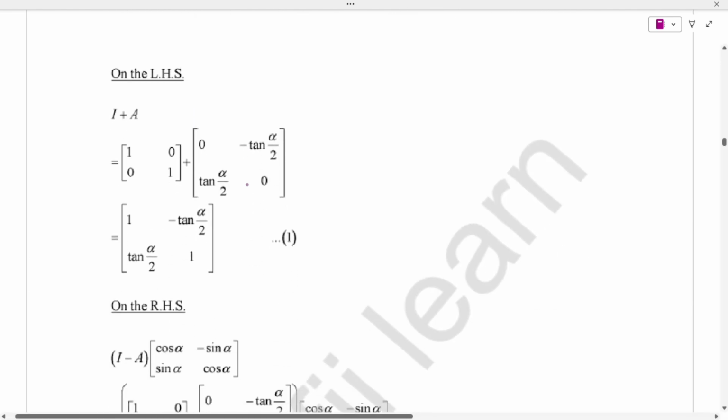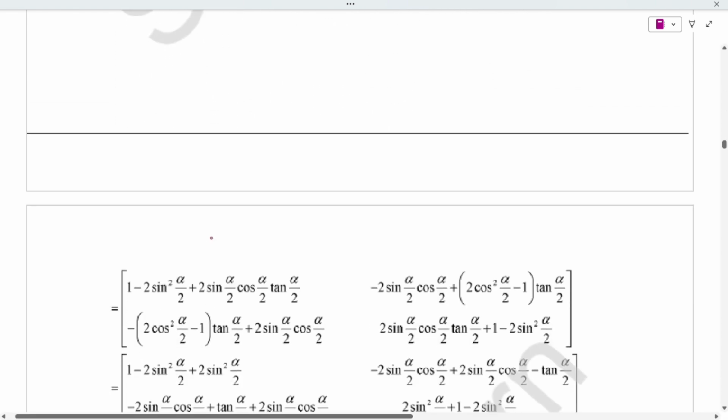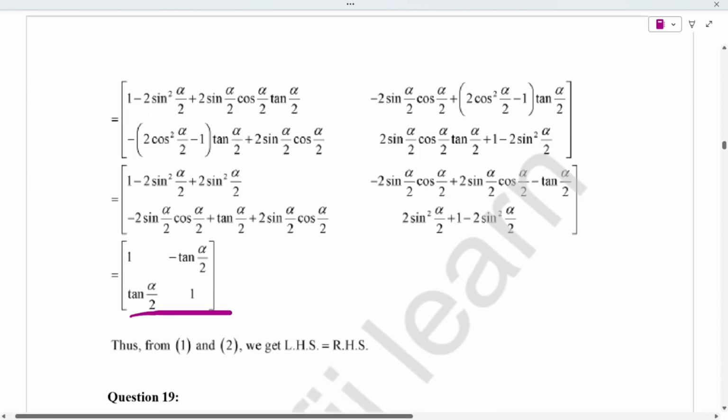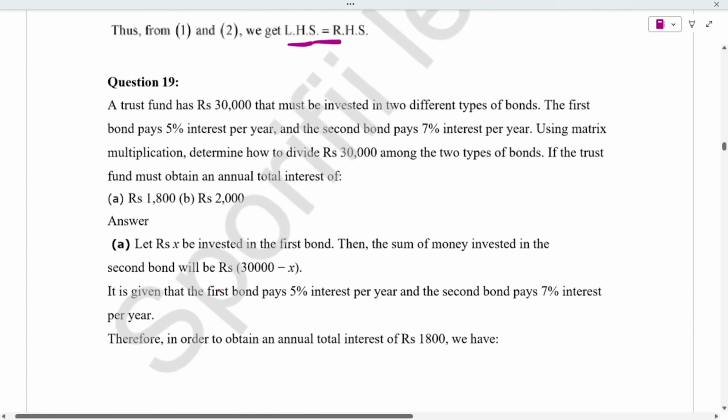Now if you see on the left hand side they have given I plus A, on the right hand side it is I minus A. So the same way you need to compute both. First is I plus A, then I minus A, and you can substitute later so that it will be easy to solve. Now you will get some matrix, and from 1 and 2 LHS and RHS will be equal. Next question is about like a theory question.